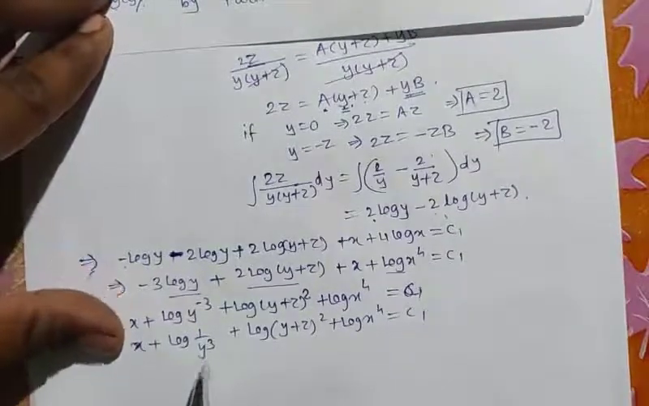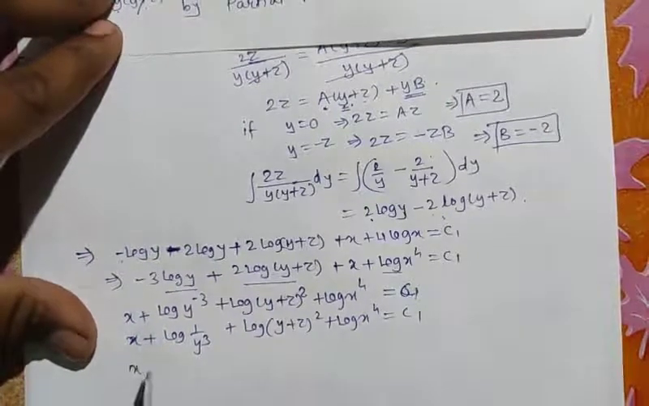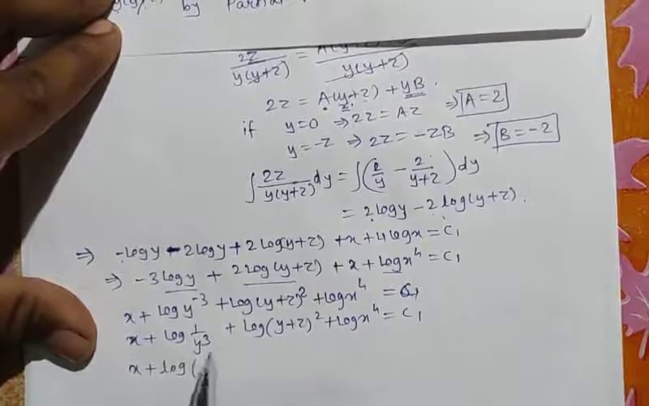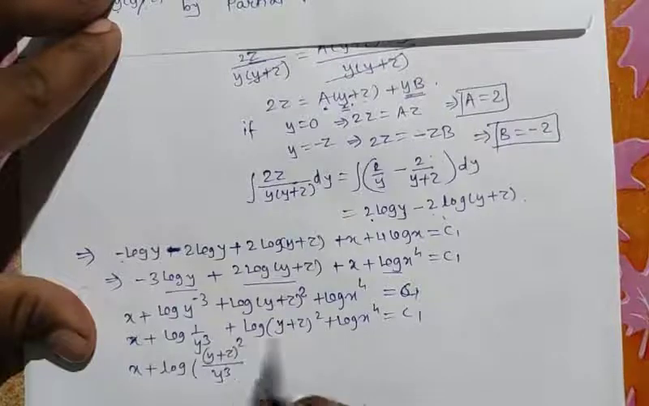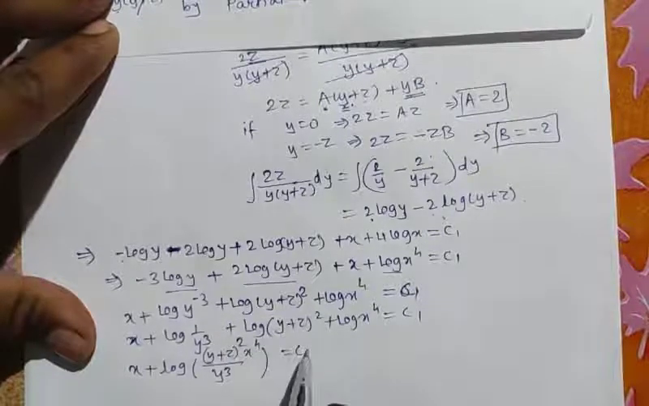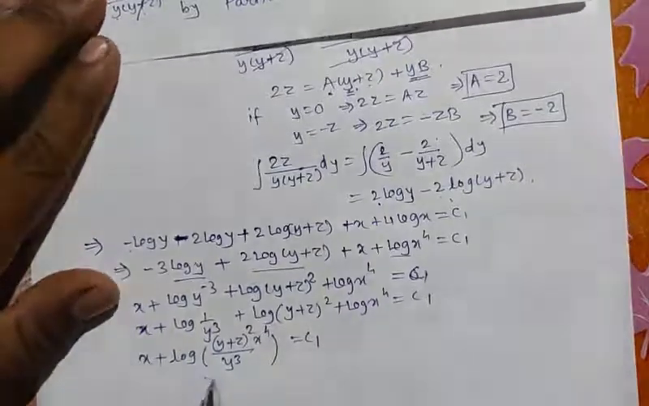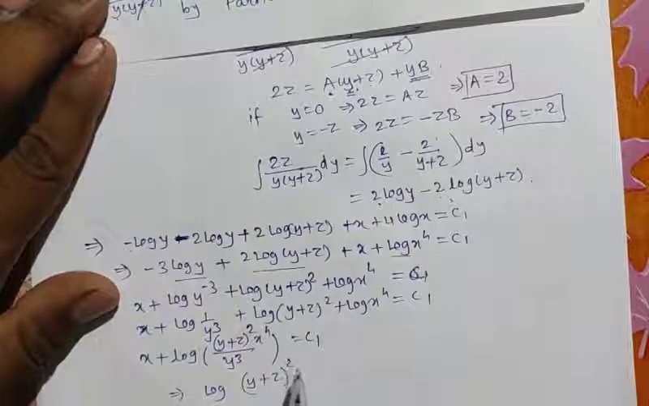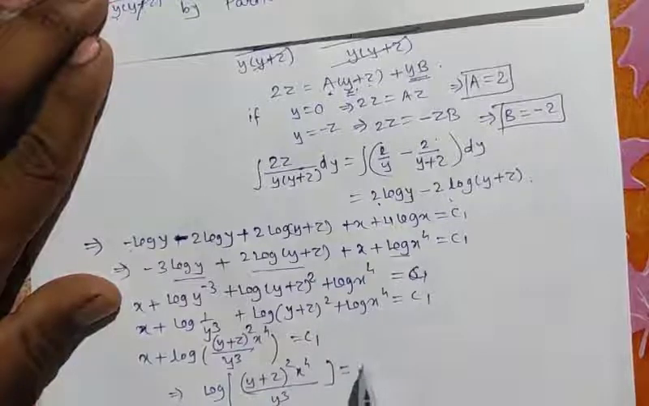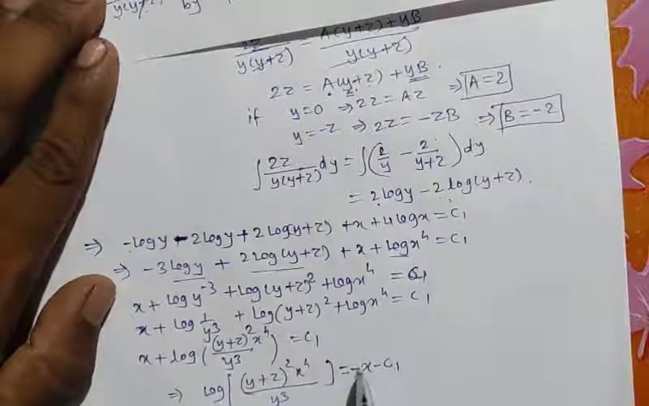So we know that log a plus log b plus log c is nothing but log of a into b into c. So x plus log of, where a is 1 upon y cube, b is y plus z whole square, and into x raised to 4, is equal to the constant of integration c1. So this implies that log of y plus z whole square into x raised to 4 upon y cube is equal to minus x plus c1.